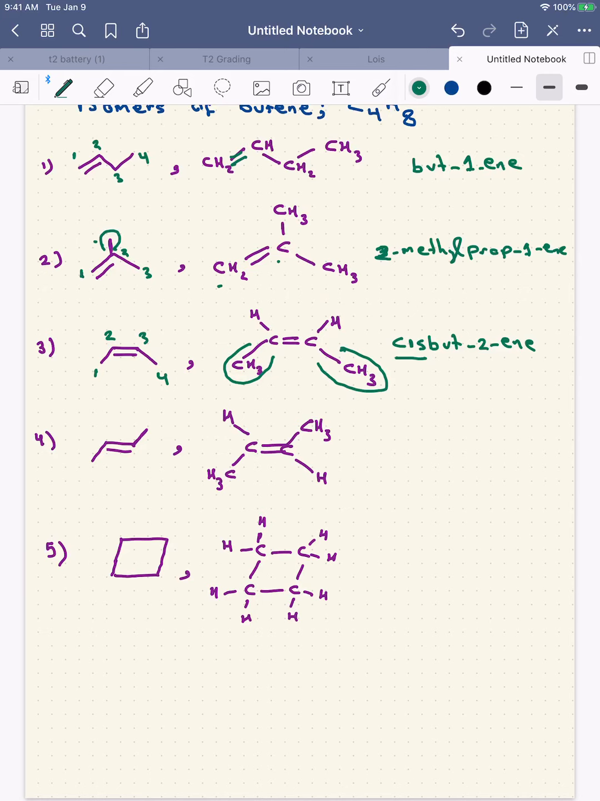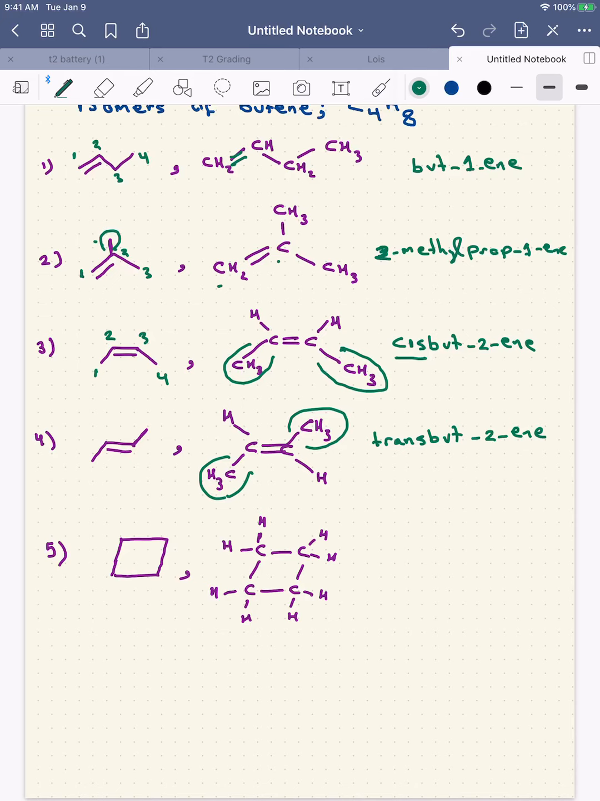Now if you put them on the other side, which is structure number 4, if you put one CH3 on one side and then the other CH3 across from it, we refer to this as trans, and you can just remember transatlantic, across from each other. So it's almost like number 3, except this has the attribute of trans in front of it. Trans-but-2-ene. So trans means across from each other, cis means on the same side.